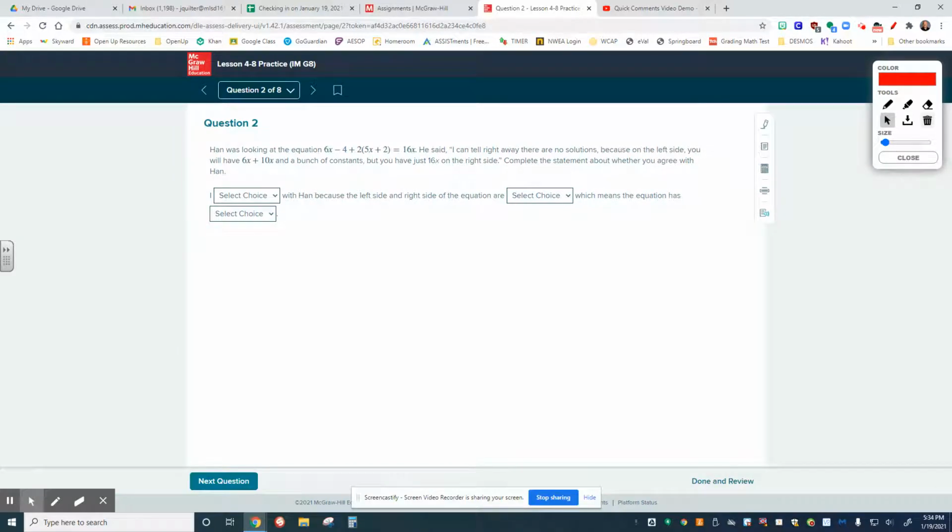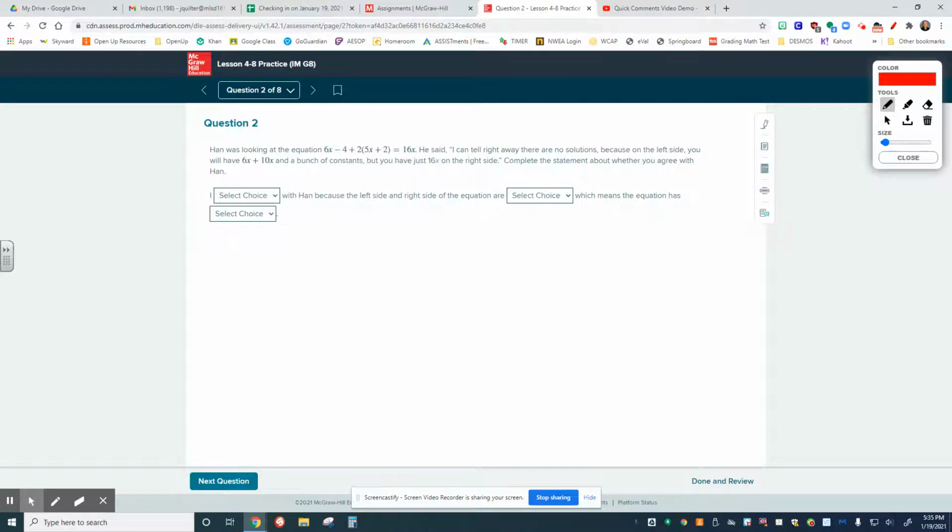So here's Han. He's doing the same thing. This is Prince Han of the Northern Lands. Han was looking at the equation 6 times x minus 4 plus twice the value of the sum of 5x and 2 is equal to 16 times x. He said, I can tell right away there's no solution because on the left side, you'll have 6 times x plus 10x and a bunch of constants. But you have just 16x on the right side. So basically, he's copying Lynn and trying to get away with the same thing.